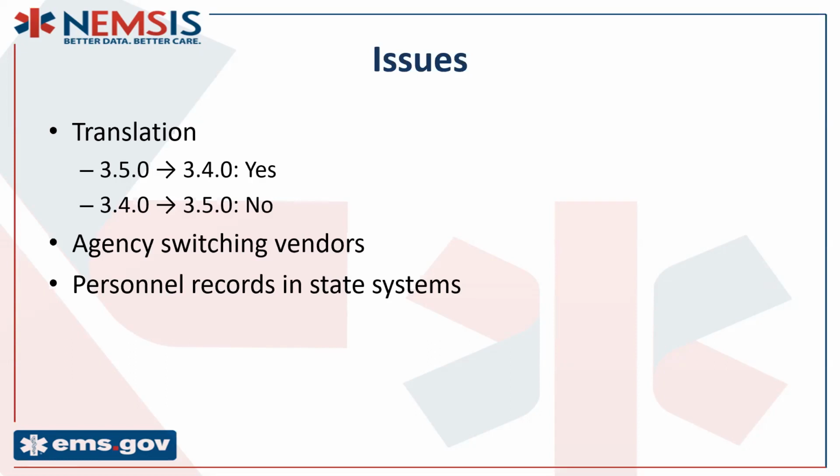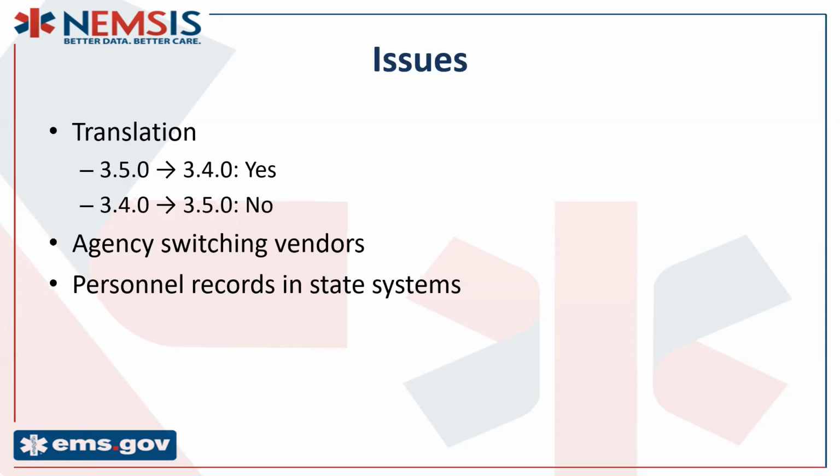Lastly, another issue to be aware of is personnel records in state systems. Because the UUID is unique within an agency using a software product, that means that if a person works for multiple agencies within a state, and those agencies use different software products, then those different software products will assign their own unique identifier to the person. So even though it's the same person in real life, each object in the database representing that personnel record in the 2 or 3 different agencies will have its own UUID.